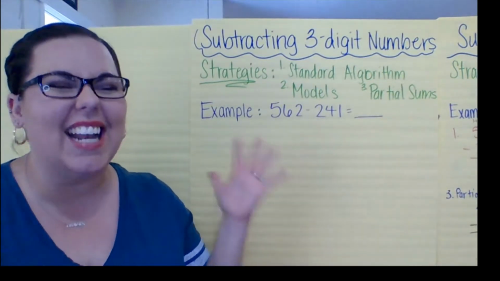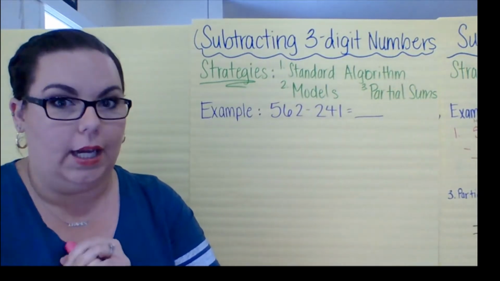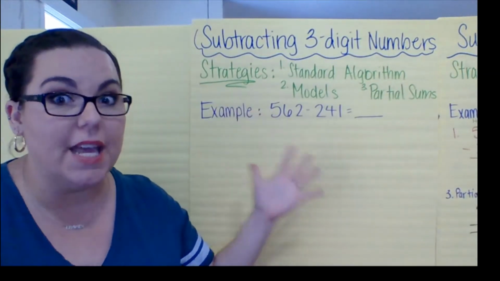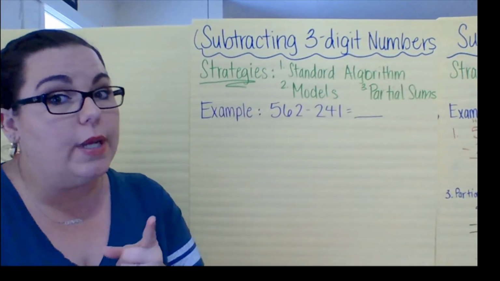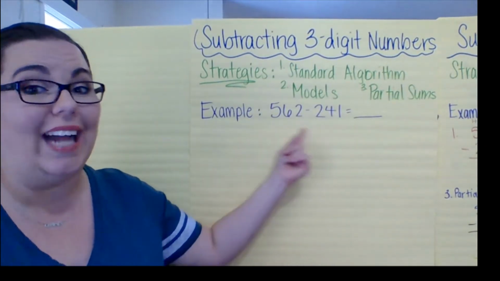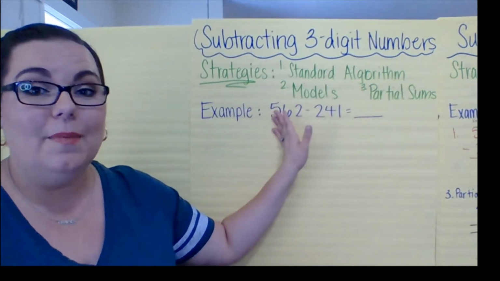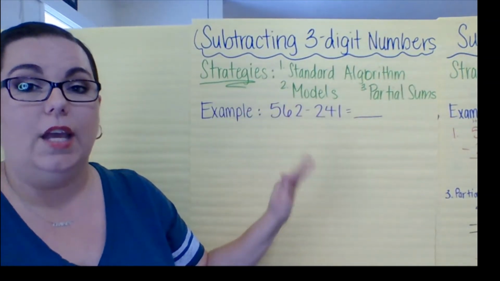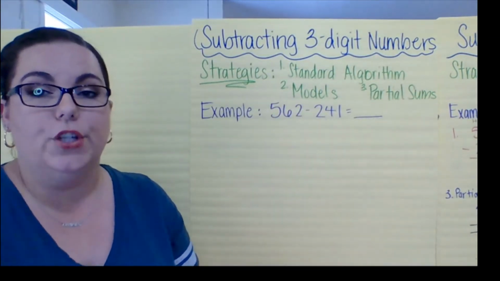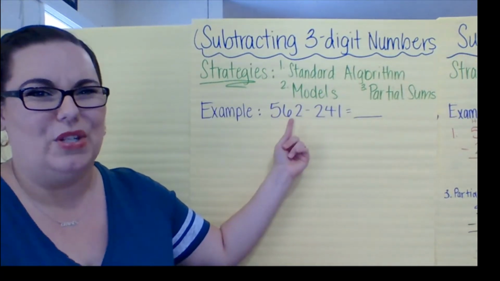Can you believe it? I can't believe it. We are doing some serious work here. 562 minus 241 is a big problem. And even though I said no regrouping, these are still very big numbers. We cannot subtract this way anymore. Subtracting horizontally is too much, okay? So whenever you see a problem like this, I want you automatically in your mind to know, okay, I'm going to be changing this problem because this is not how we do it, okay?